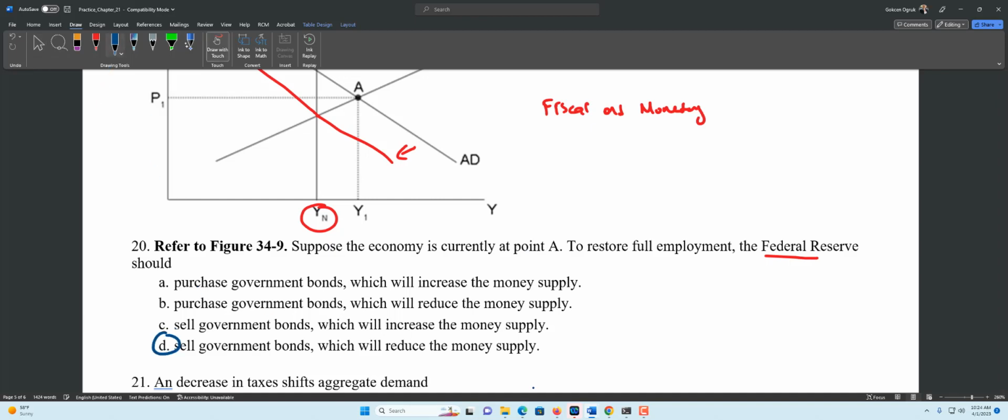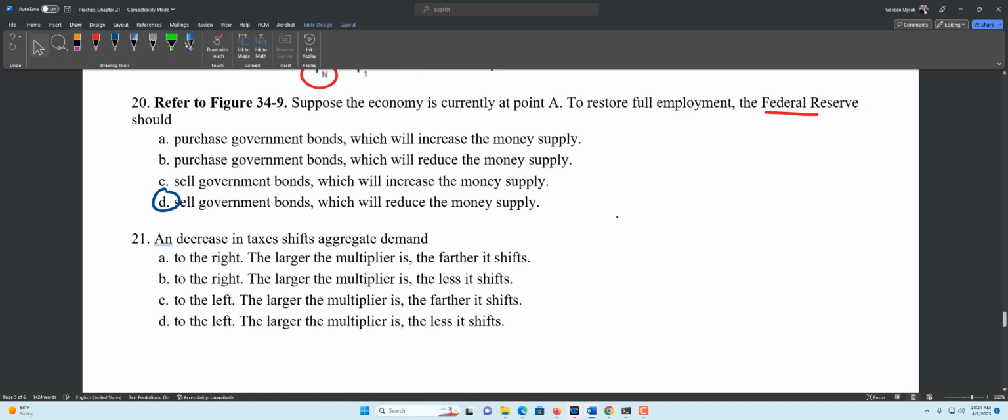And finally, the last question. A decrease in taxes shifts the aggregate demand curve to the right. Why? Because we now have more disposable income to spend, so consumption increases. And when the multiplier is larger, the further it shifts. So therefore, the right answer is A.